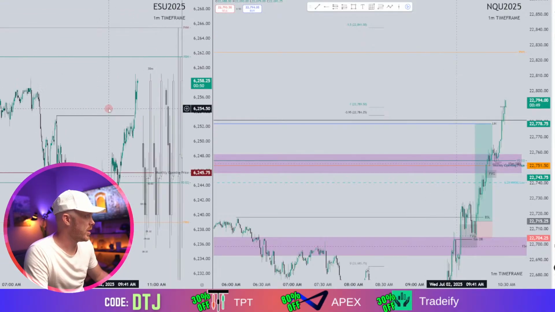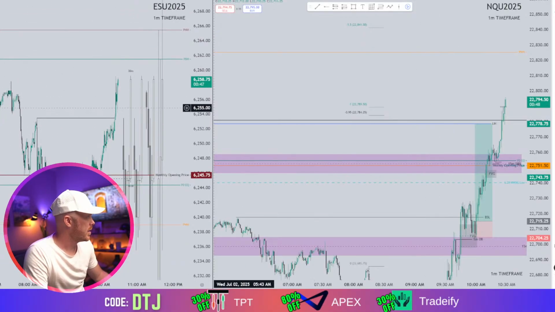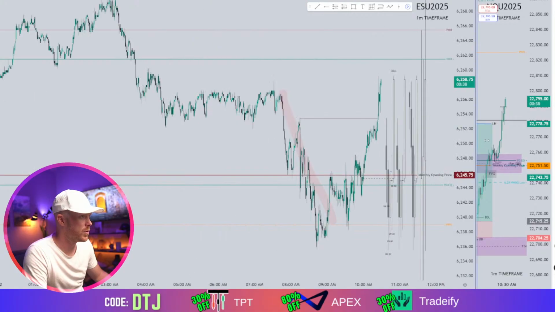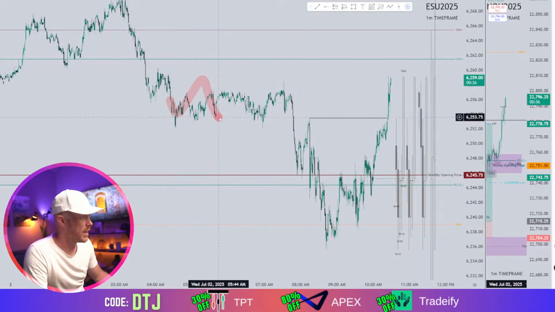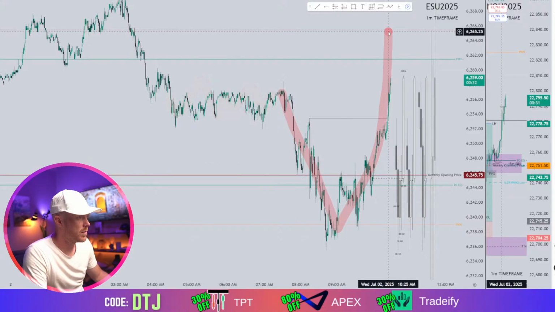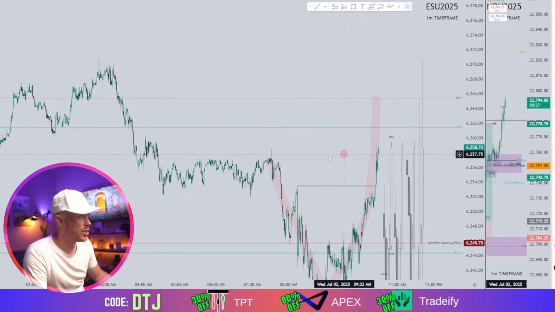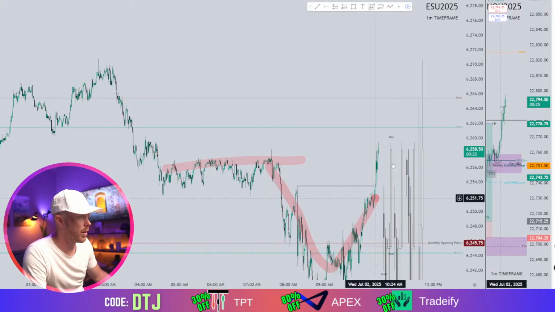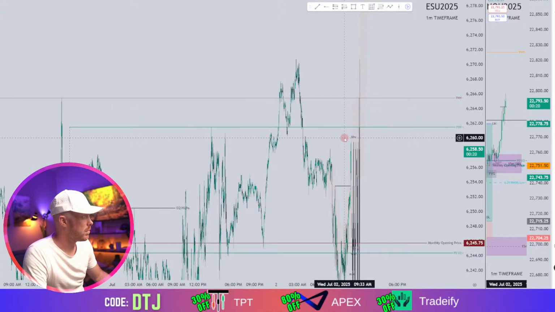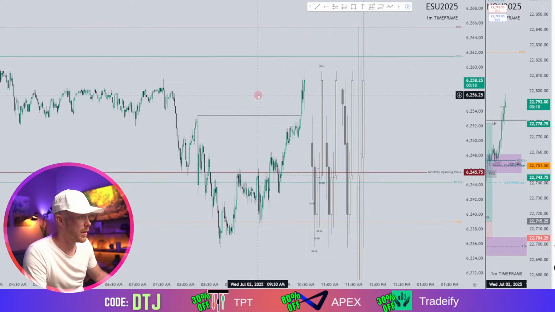Here's why. Take a look at ES. See this right here? When you've got consolidation right here, followed by manipulation, you then get expansion, right? If this is the expansion, I should expect this to find support and move higher like that. We'll see if it's going to do that.